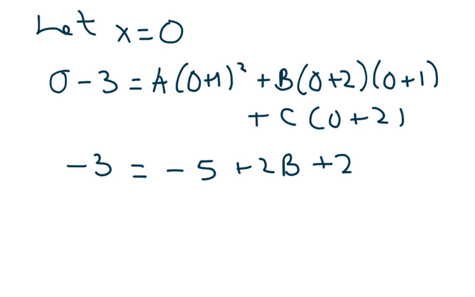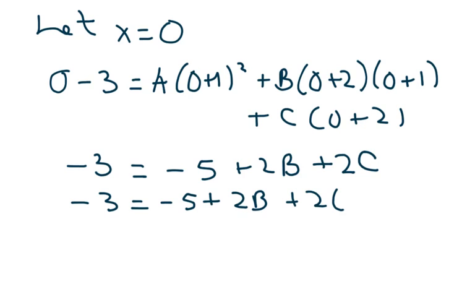plus 2 times C, and then you plug in all your values. You're going to get -3 equals -5 plus 2B plus 2 times -4, and we're solving for B, so we get 2B equals 10, so B is 5.